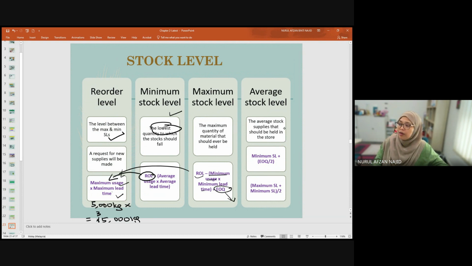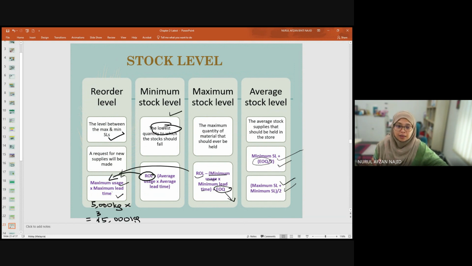Okay, then we have average stock level, ada dua formula. Okay, kenapa ada dua? Okay, formula yang pertama ni kalau you perasan dia gunakan EOQ. So kalau soalan tu dah minta you calculate the EOQ, you dah ada figure EOQ, you gunakan formula yang pertama. Kalau soalan tu tak minta you calculate EOQ, tapi dia suruh you buat average stock level, you just menggunakan kaedah yang kedua, iaitu maximum stock level tambah minimum, bahagi je dengan 2.